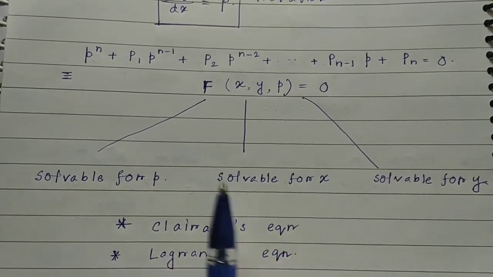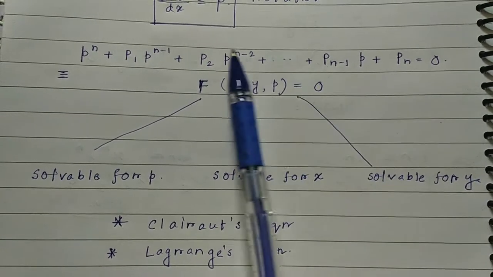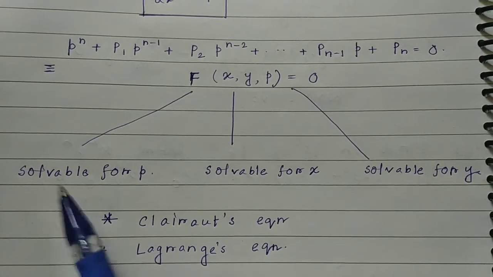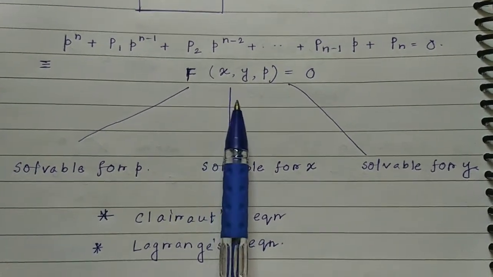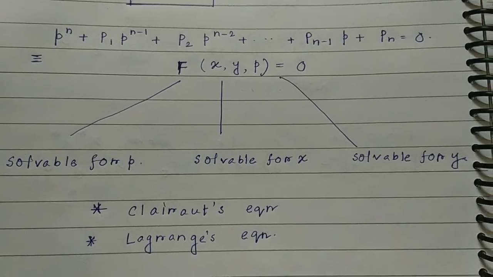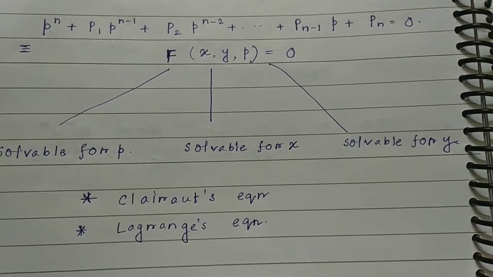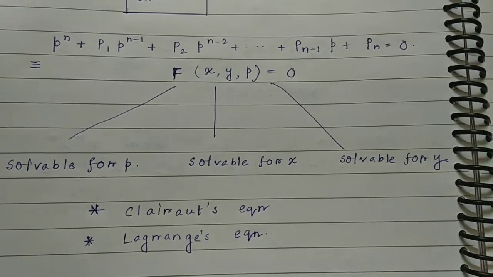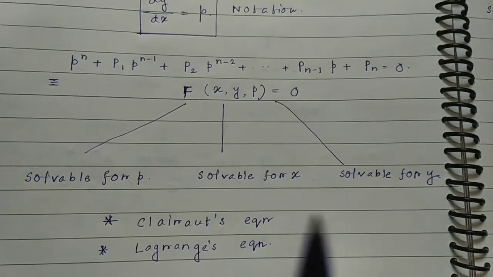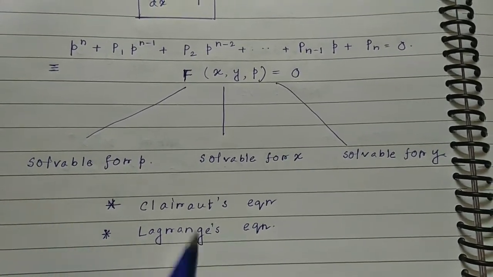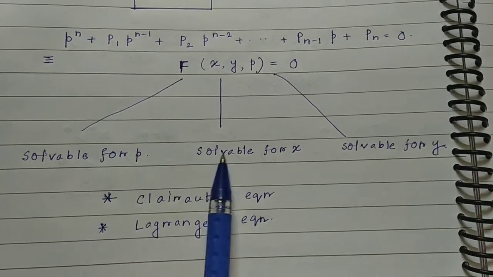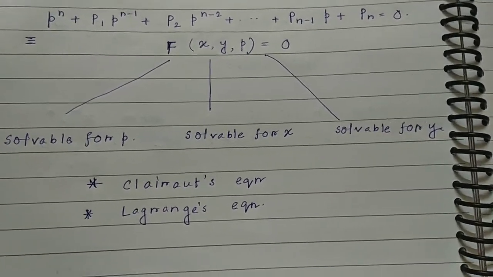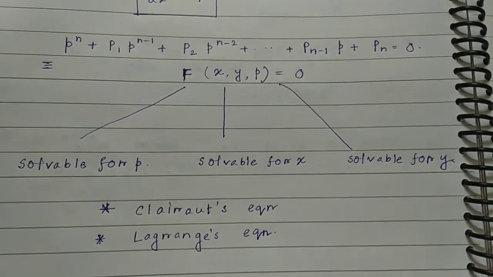Sometimes an equation is given and you have to identify how to solve it. By seeing the equation you have to gather experience by solving different problems, so that when you see a problem like this, you can understand whether it is solvable for p, solvable for x, or solvable for y. You need practice and will have to solve several examples.